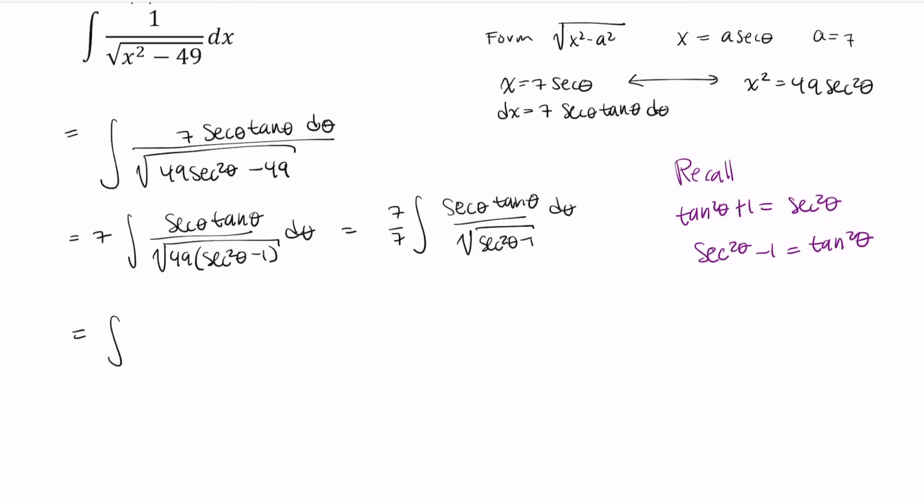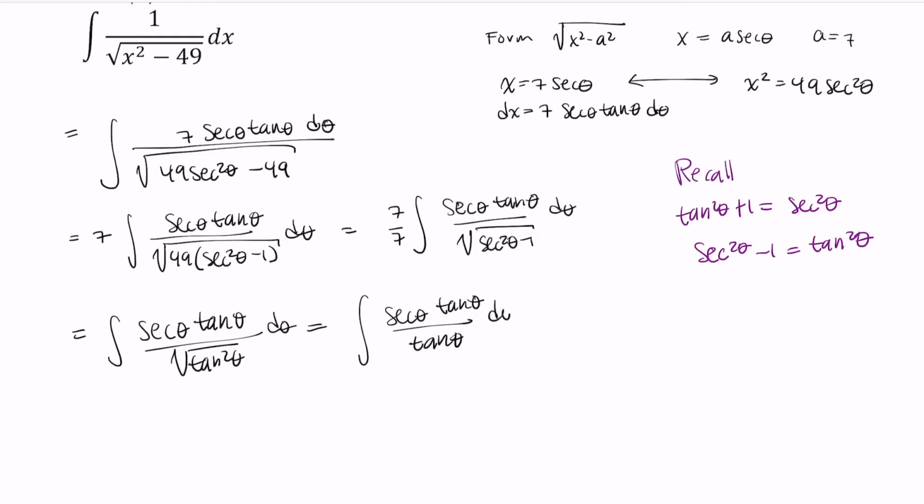So I have the integral of secant theta tangent theta over the square root of tangent squared theta d theta is equal to the integral of secant theta tangent theta over tangent theta d theta. Those just become 1, and I have the integral of secant theta d theta.